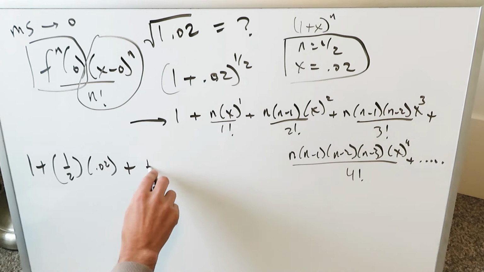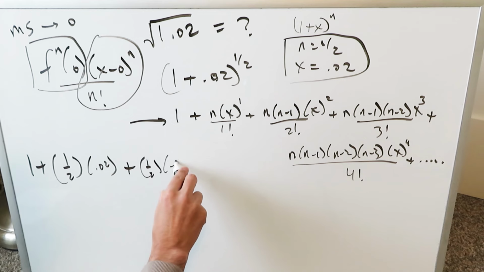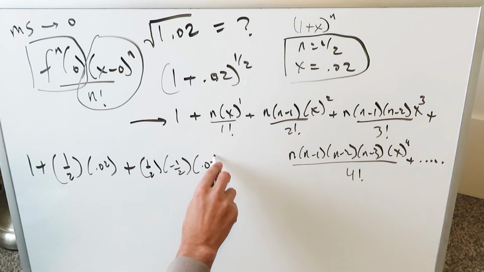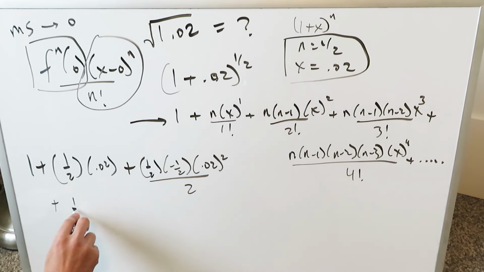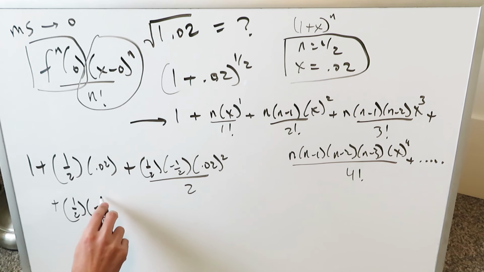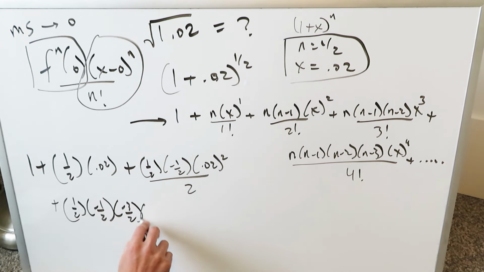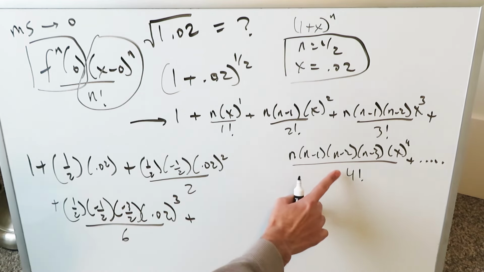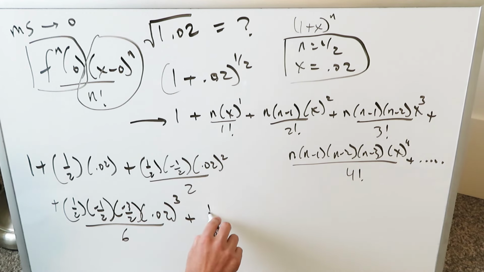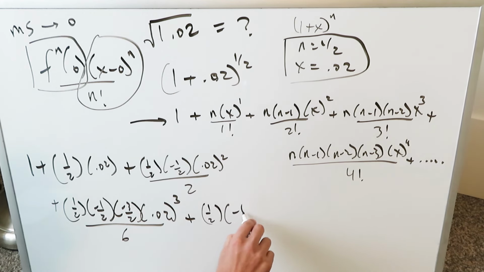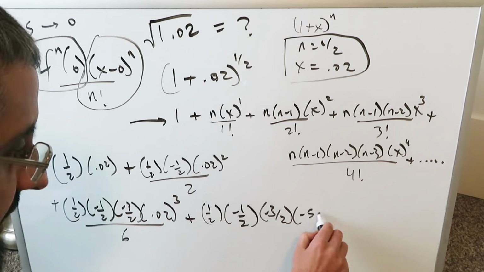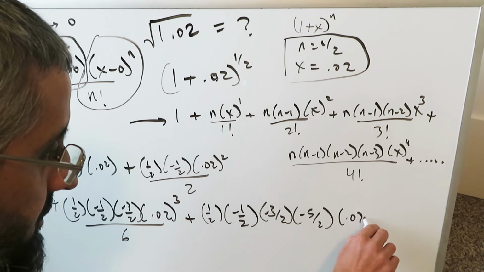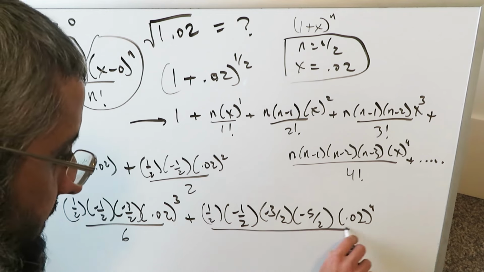We'll have here a 1 over 2 times 1 over 2 minus 1, which is a minus 1 over 2, times 0.02 squared divided by 2. Will come right over here plus, in place of n, 1 over 2 times minus 1 over 2 times minus 3 over 2 times 0.02 cube over 3 factorial, which is 6, plus the last item coming in right here. It will be a 1 over 2 times minus 1 over 2 times minus 3 over 2 times minus 5 over 2 multiplying by 0.02 to the power of 4 divided by 4 factorial, 24.